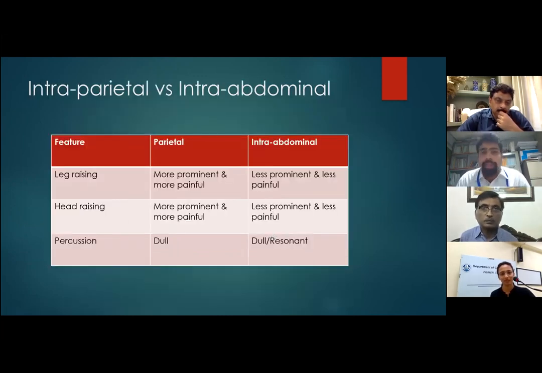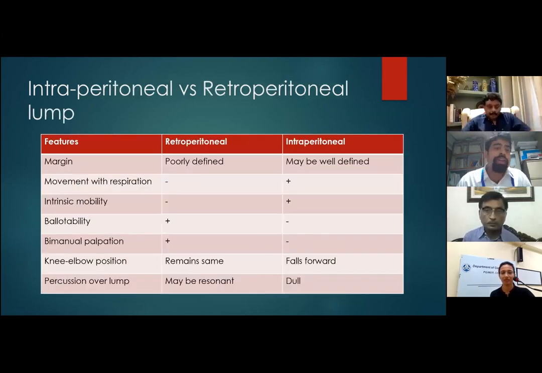Then once you have localized the lump, you need to differentiate between an intraparietal and an intra-abdominal lump. With the help of leg raising and head raising, parietal masses do become more prominent, less mobile, and more painful to touch, as evidenced by the eponymous signs, the Fothergill sign and the Carnett sign. And on percussion, they are usually dull, whereas an intra-abdominal lump can be either dull or resonant depending on what overlying structures are there.